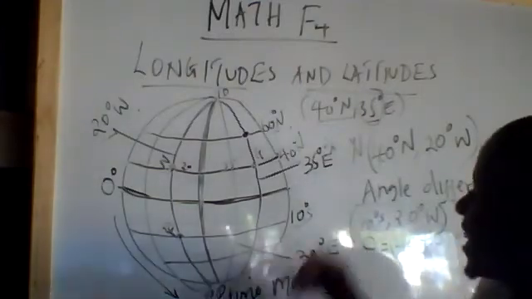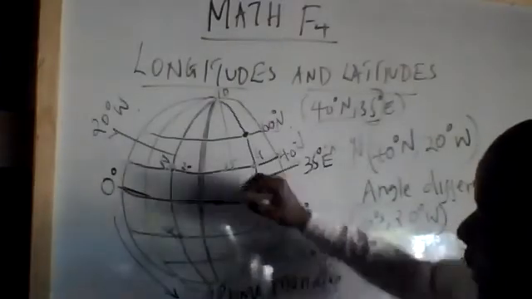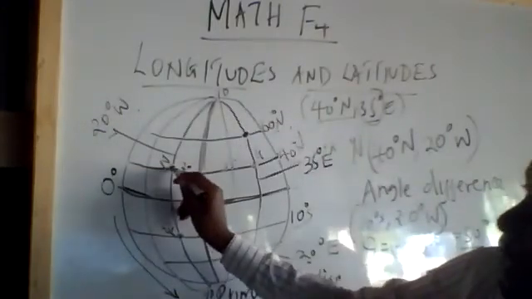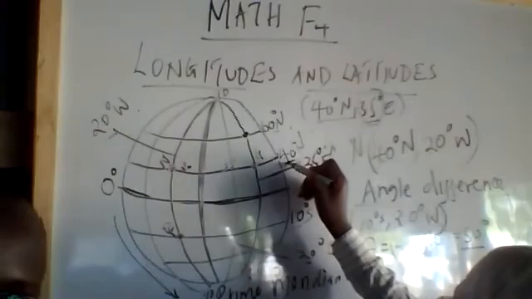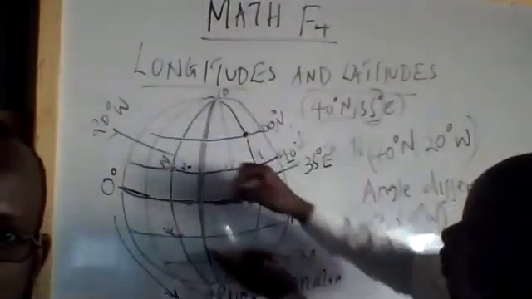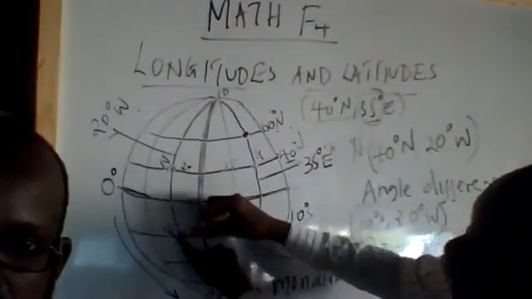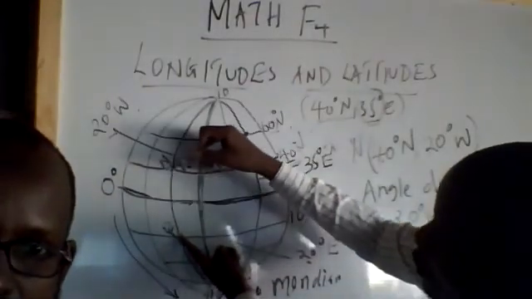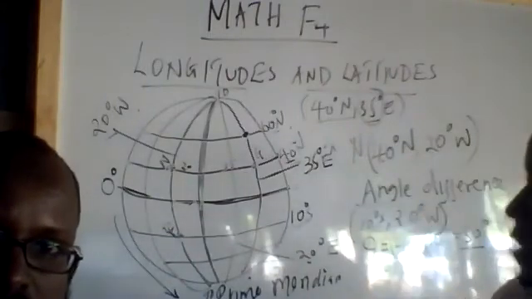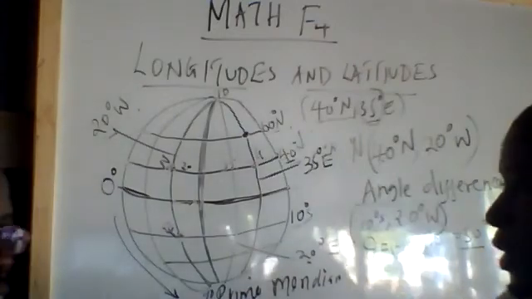So 40 is coming from here. So this is the line that we call 0 degrees, which is called the equator. Then from the equator, up to this line where n is found, it is called 40 degrees towards the north. So from 0 to where n is, it is a total of 40 degrees. From 0 to where q is, it is 10 degrees. So 10 from here up to here, 40 from here up to here. So it's going to be 40 plus 10. It's going to be a total of what? 50 degrees. That's now the angle difference. That's what we call the angle difference.